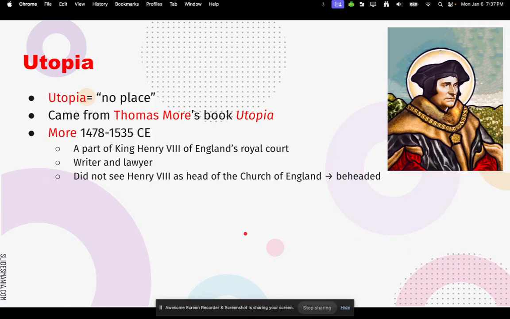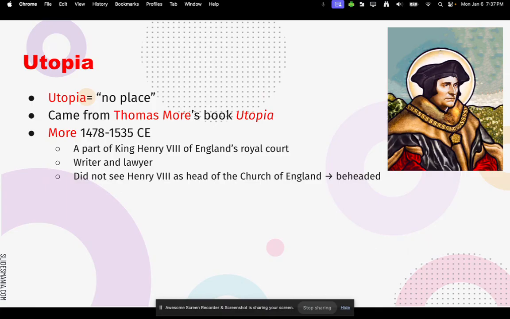All right, next we're going to talk about utopia. Utopia translates to "no place," and I'll explain why it translates to that in the next slide. It came from Thomas More's book called Utopia. More lived from about 1478 to 1535. He was a part of King Henry VIII of England's royal court. We'll talk about King Henry VIII in a little bit.